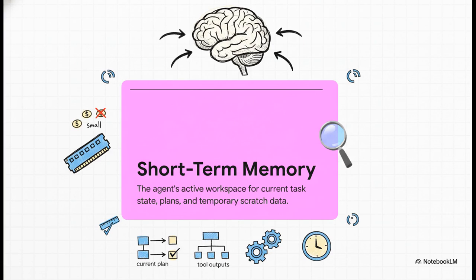First up, short-term memory. This is basically the agent's active workspace, its RAM. The key here is to keep it small, clean, and focused only on the job at hand. The current plan, recent outputs, and that's about it.